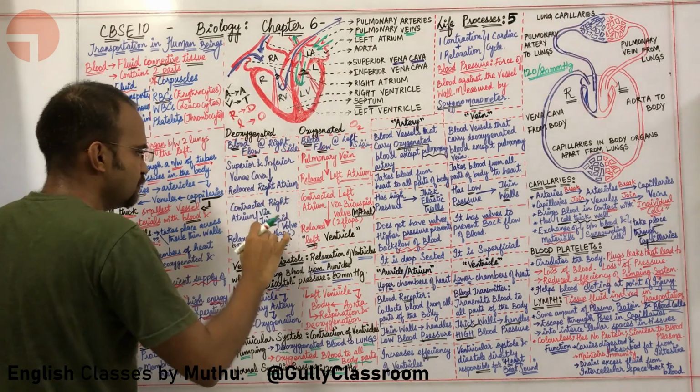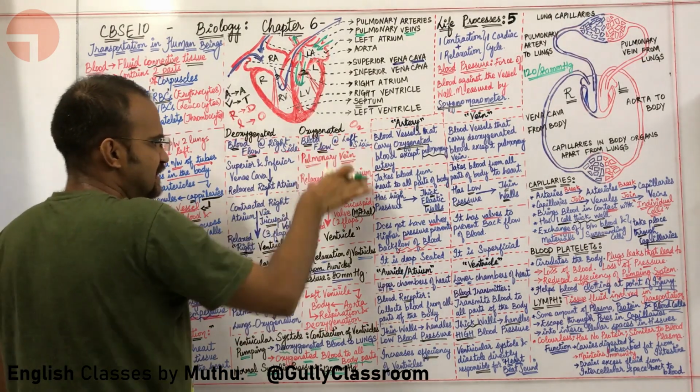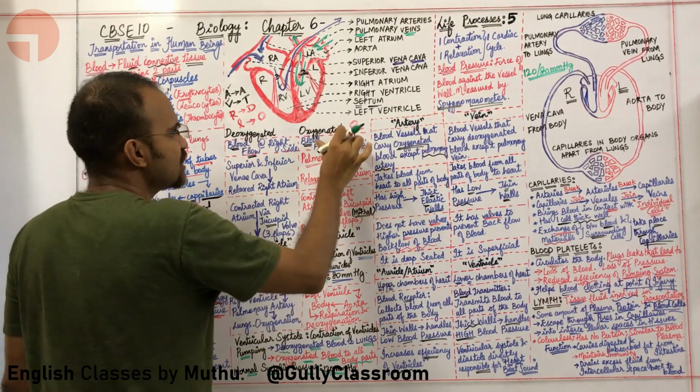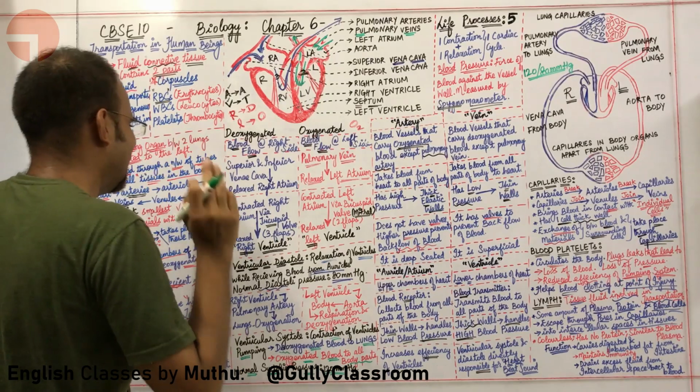I have written this in blue because here is the flow of deoxygenated blood. I have written this in red because here is the flow of oxygenated blood. Comfortable with how I have done the board? Okay, let us continue.